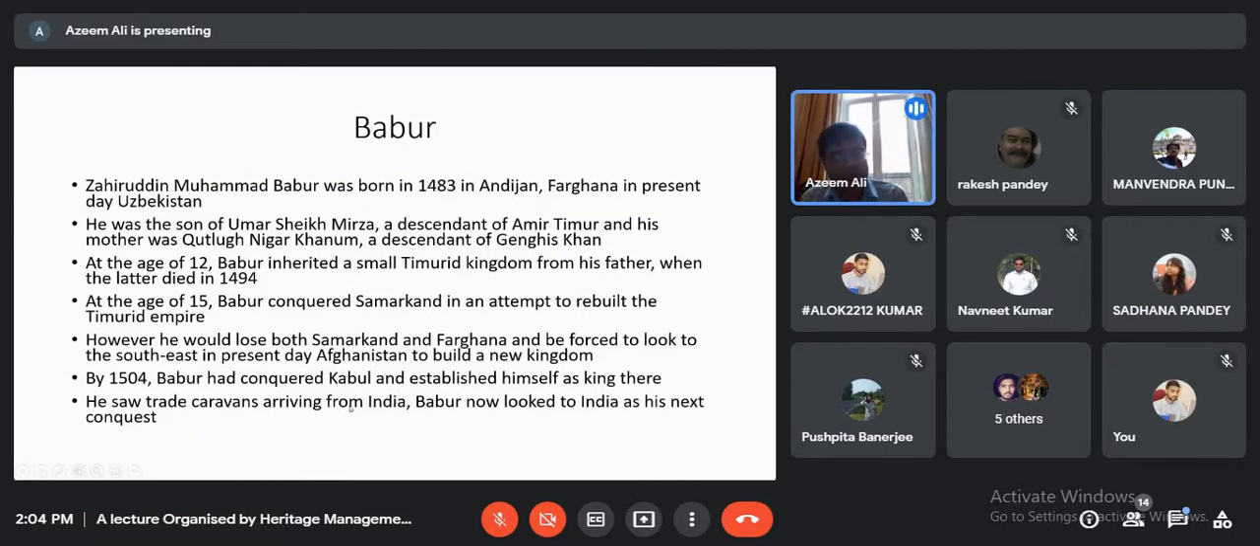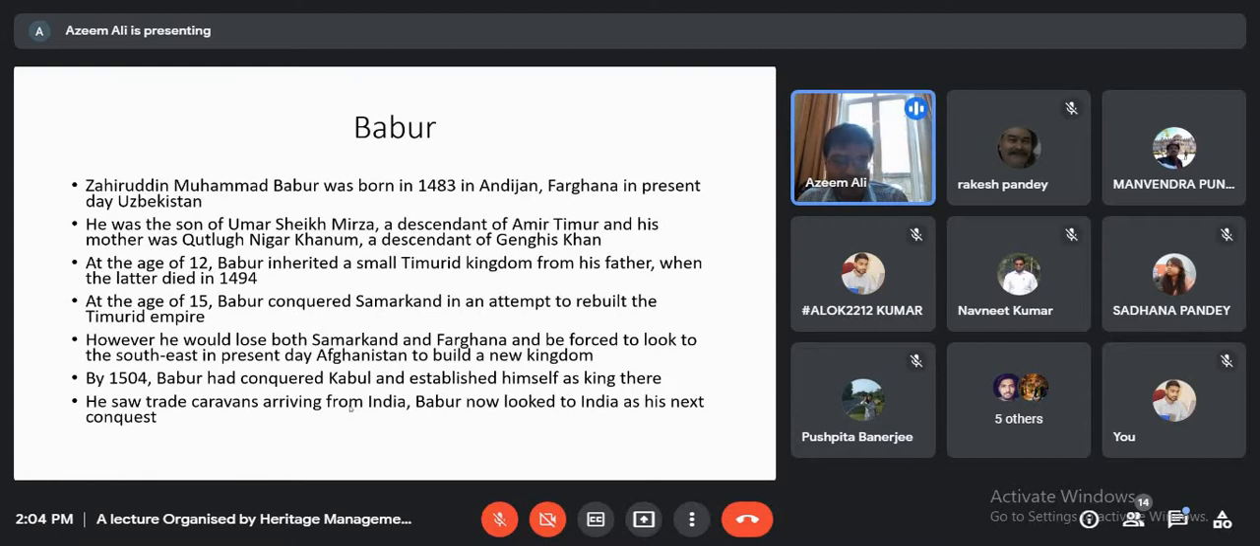Babur was born Zahiruddin Muhammad in 1483 in Andijan in Fergana, which is in present-day Uzbekistan. He was a son of Umar Sheikh Mirza, a descendant of Amir Timur, and his mother was Kutluk Nigar Khanum, a descendant of Genghis Khan. At the age of 12, Babur inherited a small Timurid kingdom from his father when he sadly passed away in 1494.